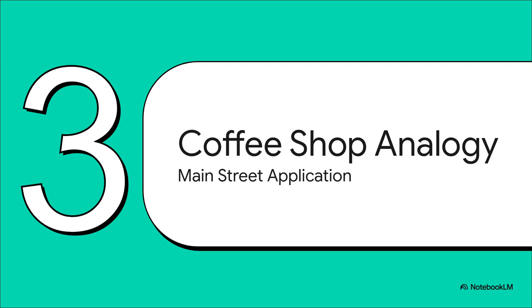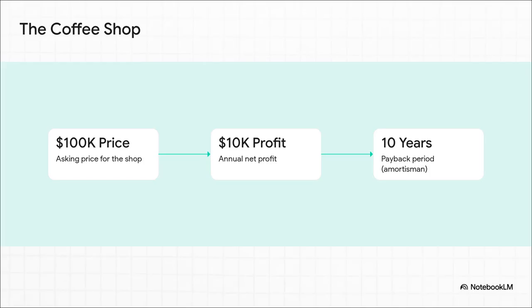Okay, Section 3, the coffee shop analogy. Let's bring this to Main Street. Yeah, let's shift from abstract Wall Street theory for a second with a highly effective neurofitness exercise. Just forget the stock market completely. Imagine you want to buy your favorite local coffee shop down the street. The owner's asking price is $100,000.